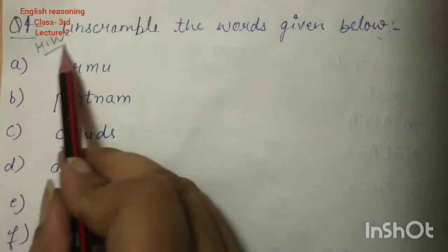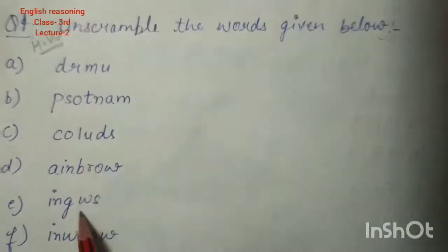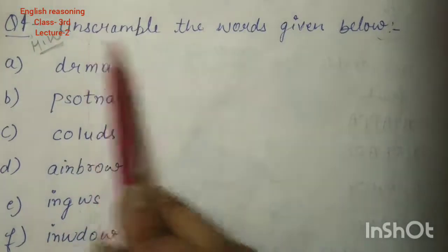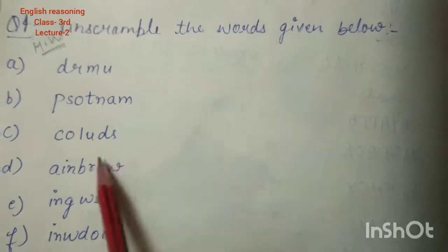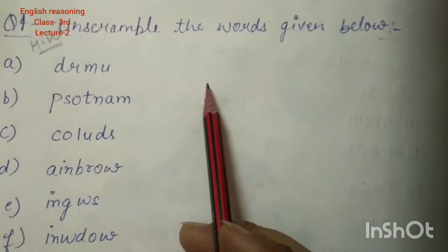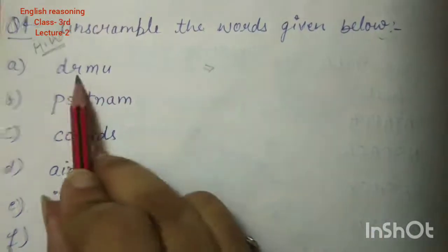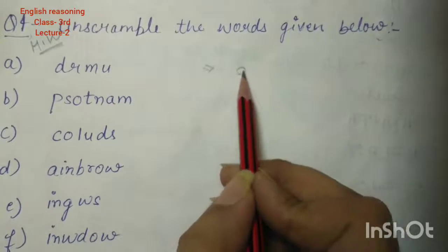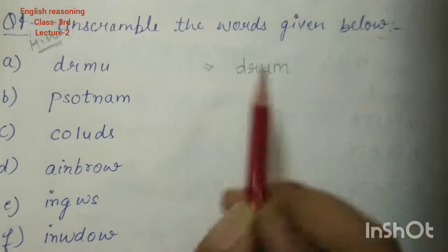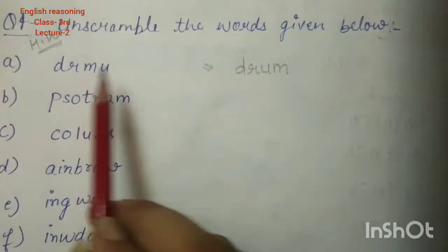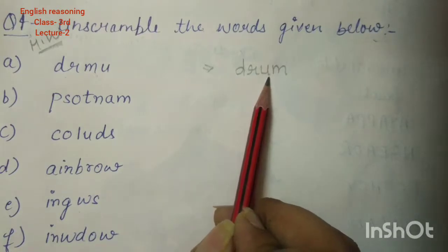And question number 4 is also your homework. Unscramble the words given below. We are given some words again and we have to unscramble them, like we have to rearrange them in a way so that they make a meaning. So, for example, DRMU, it's drum. The spelling of the drum is wrong here and we have to correct it here. So I hope you all can do it very easily.